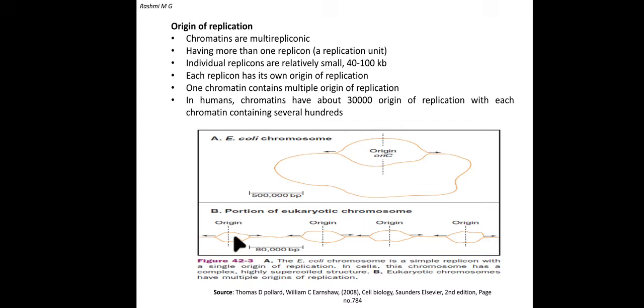See here, this portion of a eukaryotic chromosome is multi-repliconic. It has origins of replication here, here, here, and here. So there are multiple regions where replication is initiating. One chromatin contains multiple ori, or origins of replication. In humans, chromatins have about 30,000 origins of replication, with each chromatin containing several hundred. These are also made up of relatively small sequences, but they have a particular nucleotide sequence.